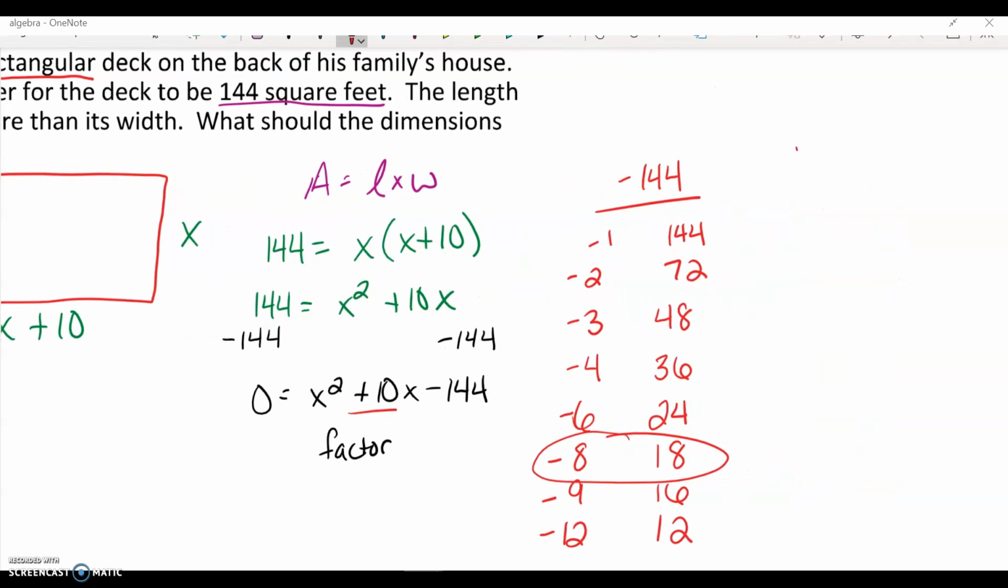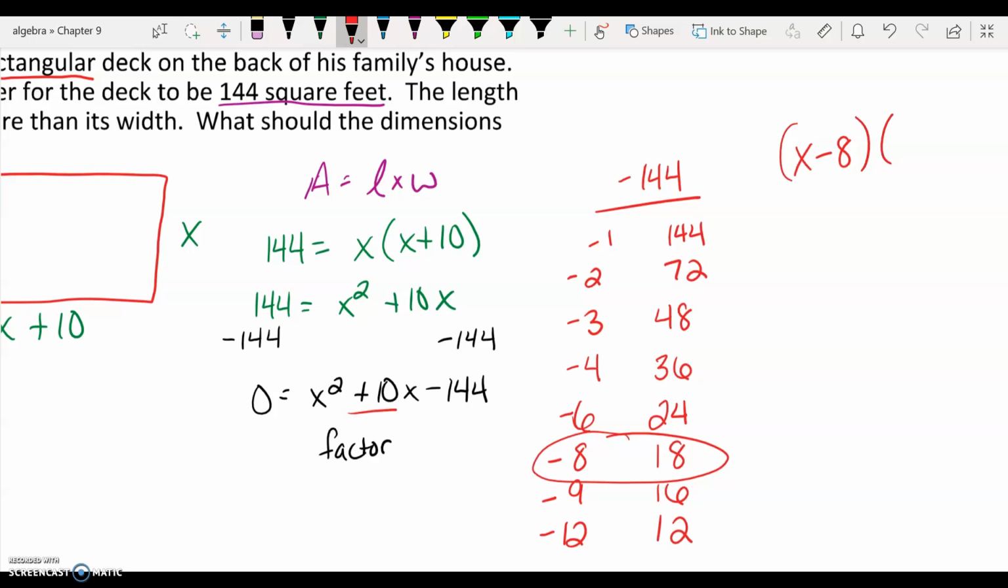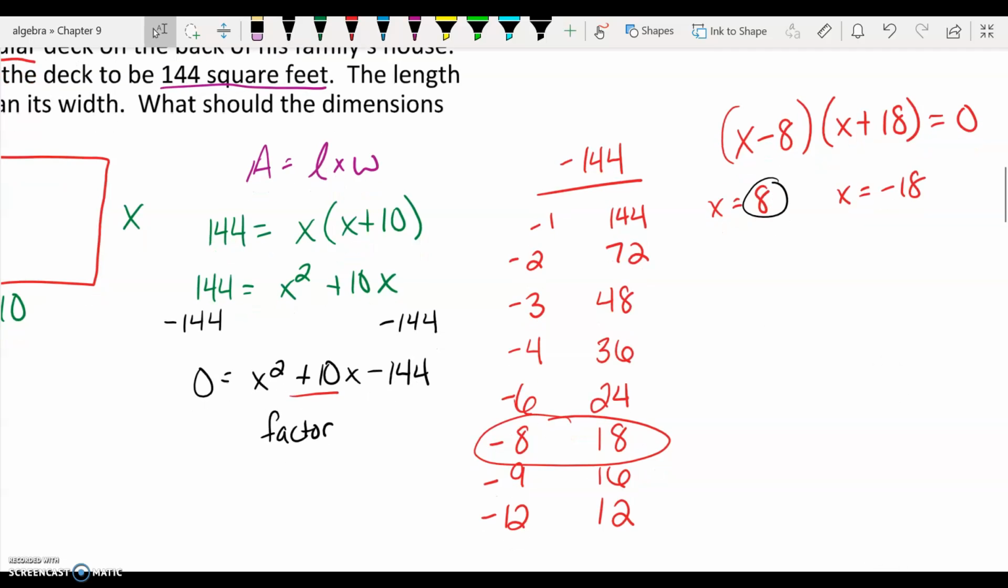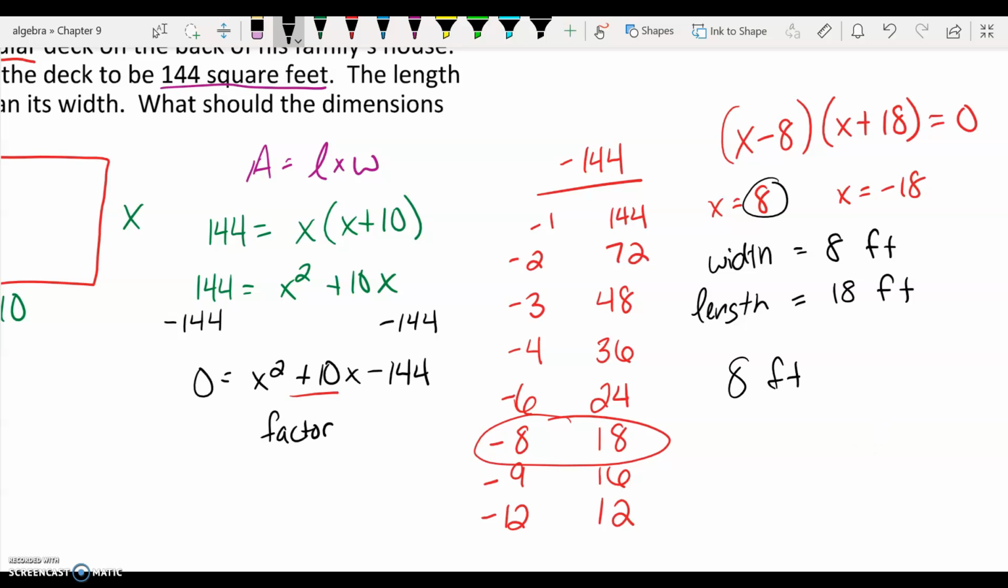So when I factor it and solve it, I got x minus 8, x plus 18 equal to 0. So we get x equals 8 and x equals negative 18. Now when we're talking about dimensions, do I want to use a positive or a negative number? Well, you're not going to use a negative length, so my answer is really going to be 8 that I'm going to plug in. I know the width is 8 feet because it was just x, but the length was x plus 10, so I'm going to get 18 feet. So the dimensions should be 8 feet by 18 feet. And that's how you would do that problem.